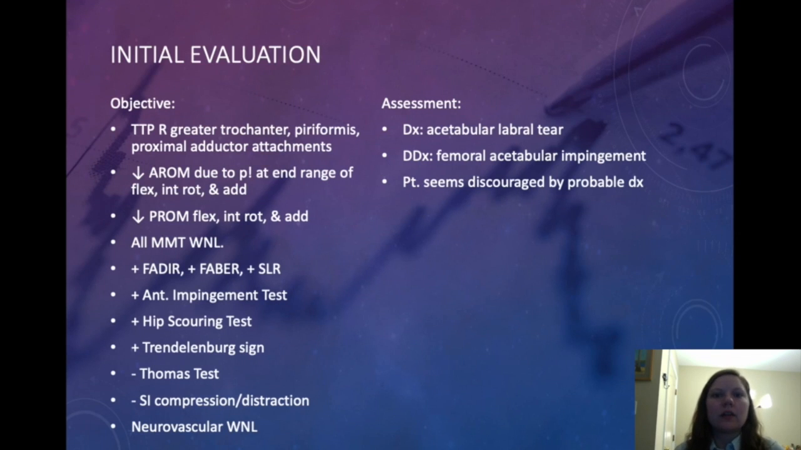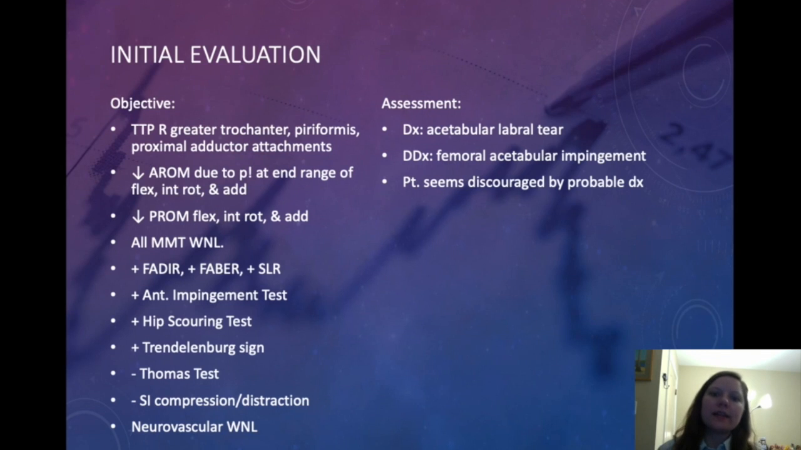She had a lot of positive special tests. She was positive FADIR, positive FABER, positive straight leg raise, positive anterior impingement test, positive hip scouring test, and a positive Trendelenburg sign. And then we ruled out SI dysfunction and tight hamstrings and quads. She was negative Thomas test, negative SI compression, negative SI distraction, and all her neurovascular was within normal limits.